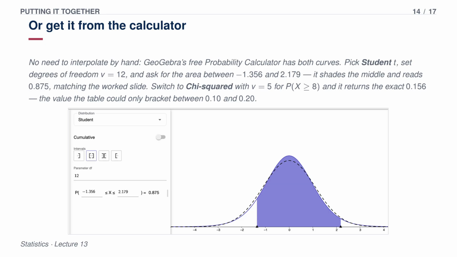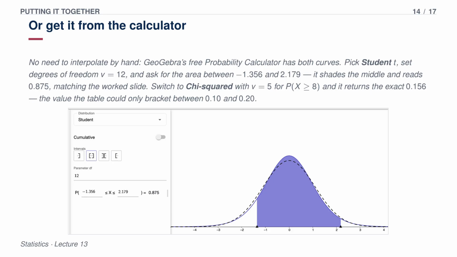And if you'd rather not interpolate by hand, GeoGebra's free probability calculator does both of these curves directly. Pick student t, set degrees of freedom to 12, ask for the area between minus 1.356 and 2.179, and it shades the middle and reads back 0.875, exactly our worked answer. Switch it to chi-squared with v equals 5 and ask for the probability above 8, and it returns the exact 0.156, the precise value the table could only sandwich between 0.10 and 0.20.